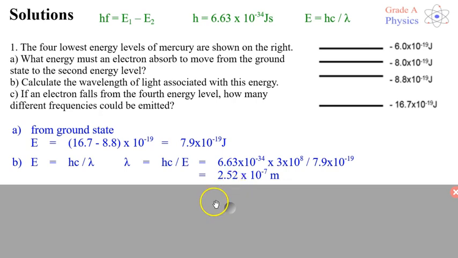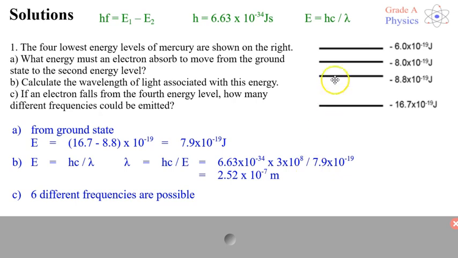C, if the electron falls from the 4th energy level, how many different frequencies could be emitted? Well, we talked about this before. So we could go from 4 to 3, 4 to 2, 4 to 1, that's 3. If we're at 3, we could drop down to 2 and then down to 1, or we could go all the way down to 1. So there are 6 possible frequencies, 6 possible wavelengths. So that corresponds to 6 lines on our spectra, whether it's emission or absorption.